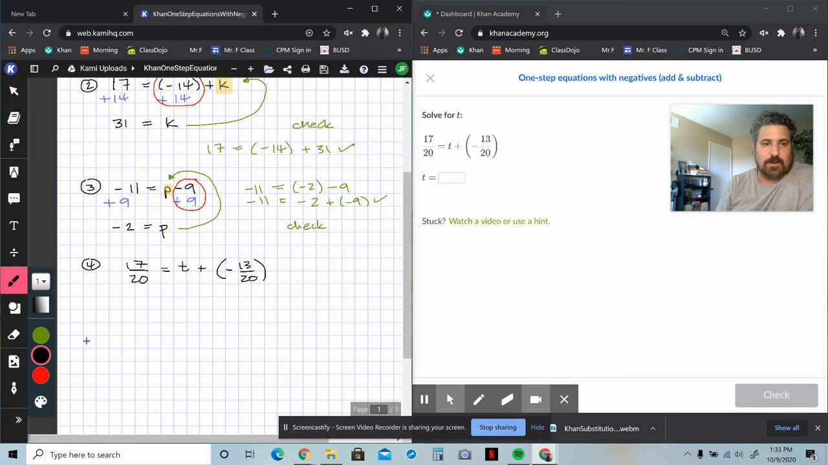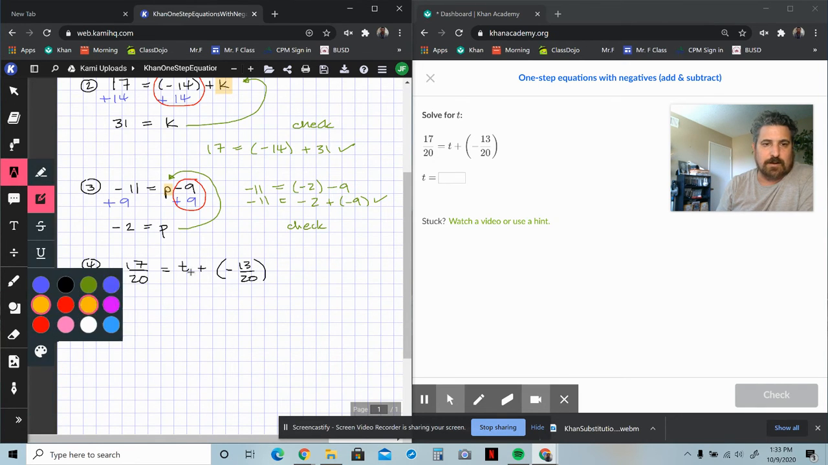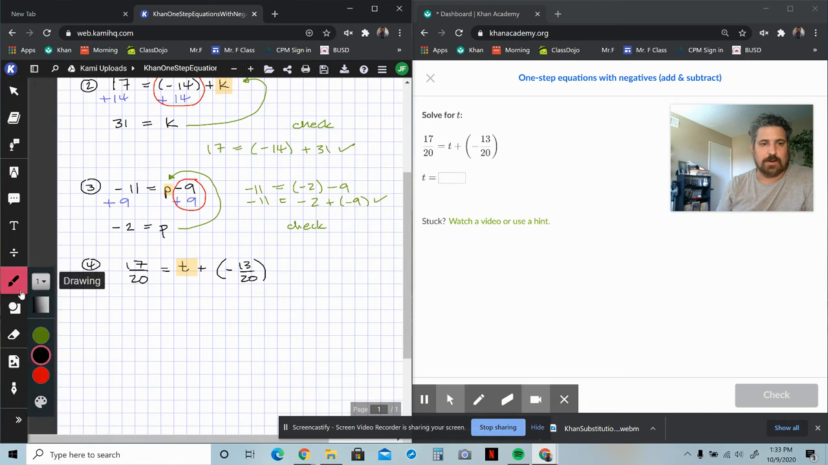Okay. Well, you want to, once again, isolate the variable. So you want to get this t all by itself. So you got to get rid of this plus negative 13/20ths, right? Well, what's going to cancel out negative 13/20ths? It's adding a positive 13/20ths, right? So we're going to go over here. We're going to add a positive 13/20ths, not to one side, but to both sides of our equation. Whatever you do one side, you always have to do the other side.